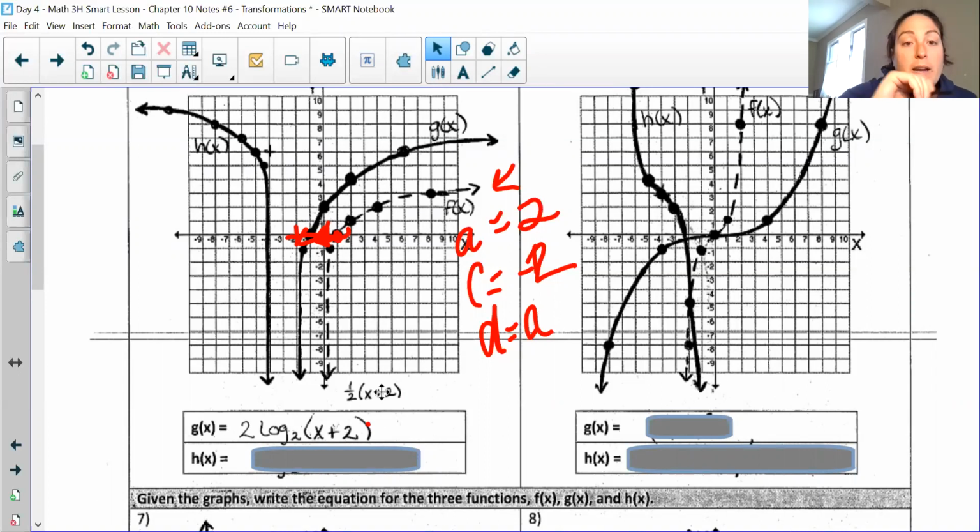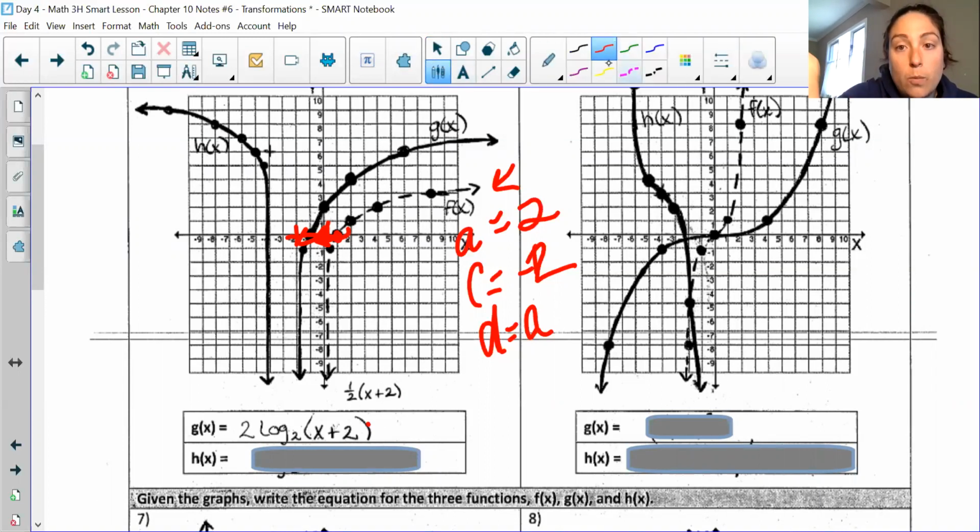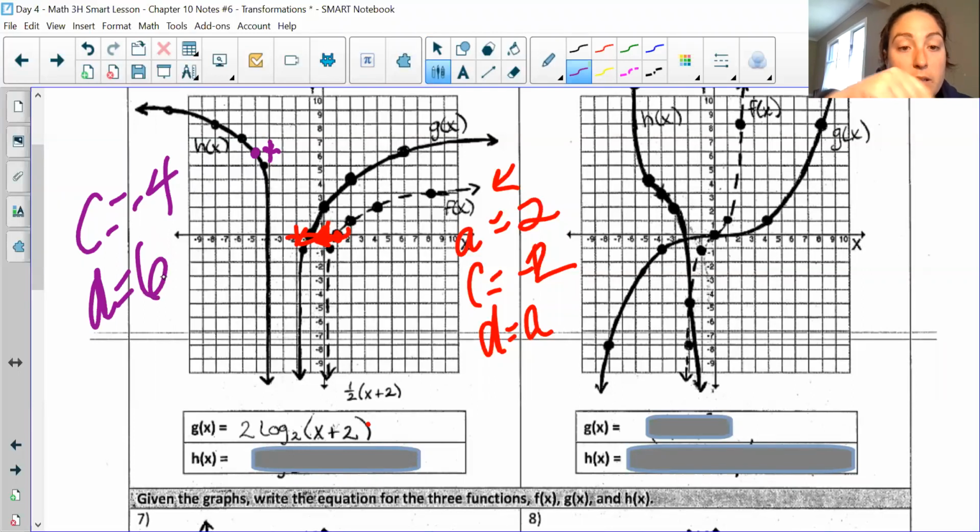All right, and then finally, h of x. So let's see where our axes shifted. So it looks like our axes shifted, our vertical asymptote is right here at -4, and then our critical value is right there at 6. So it looks like our axes shifted left 4, up 6. So that means that we have a C value of -4, a D value of 6, and there's also a reflection over the y-axis. So that means that we have a B value of negative.